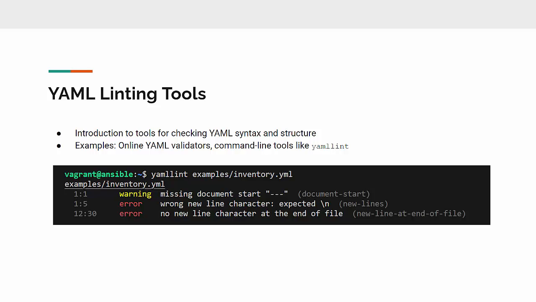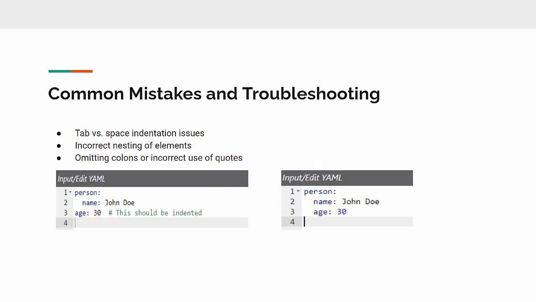YAML linting tools help identify syntax errors and enforce best practices. Utilizing these tools can save you from potential headaches by catching errors early in the development process. Even with the best practices and tools at our disposal, mistakes can still happen. We will look at some common pitfalls in writing YAML and how we can troubleshoot and correct these errors.